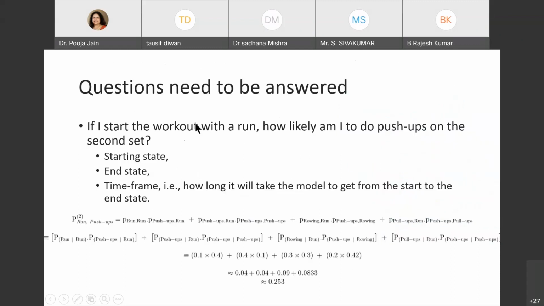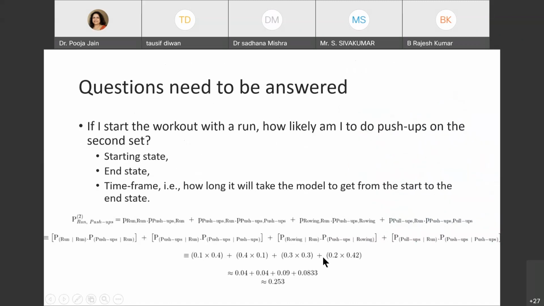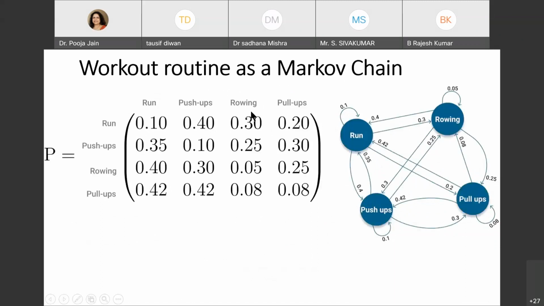0.1 multiplied by 0.4, then 0.4 multiplied by 0.1, 0.3 by 0.3, 0.3 by 0.3, and last one 0.2 by 0.42. What is the meaning of this? See, first row indicates running, second column indicates push-up. What is starting with running? I am starting with running and I am ending with push-up.